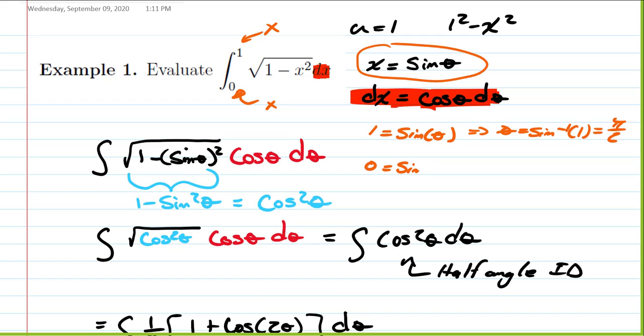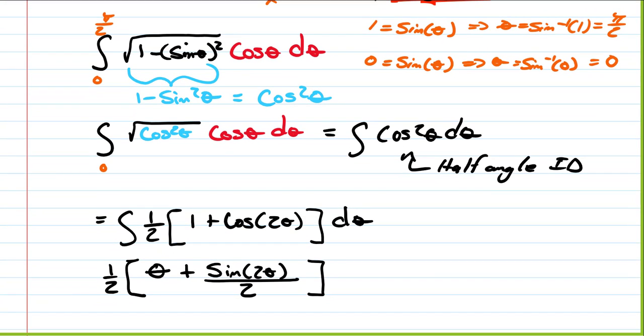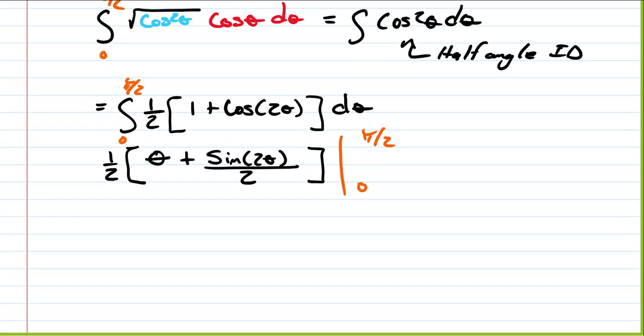0 equals sine theta. So that's going to give us theta equals the inverse sine of 0, which is going to be 0, right? So our new limits of integration were from 0 to pi over 2. So when we put these in, we need to go from 0 to pi over 2.